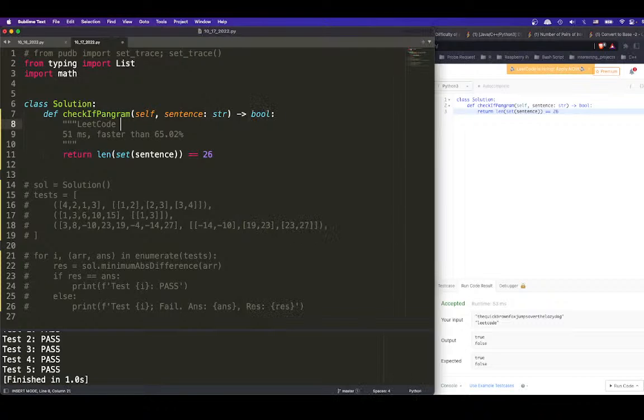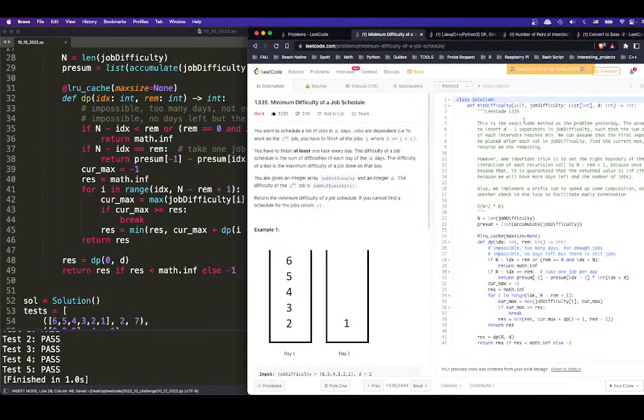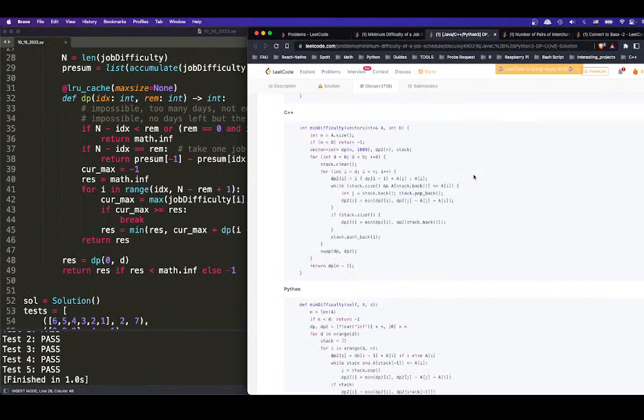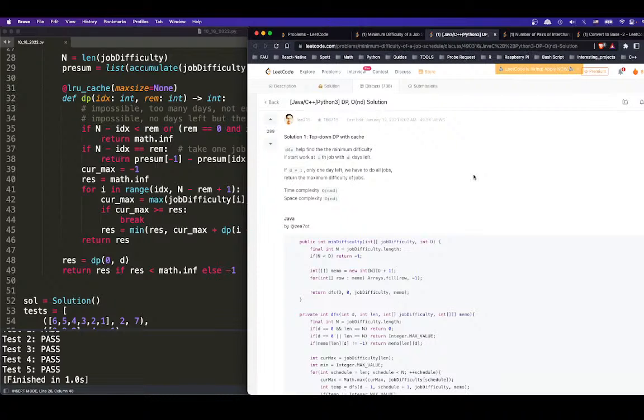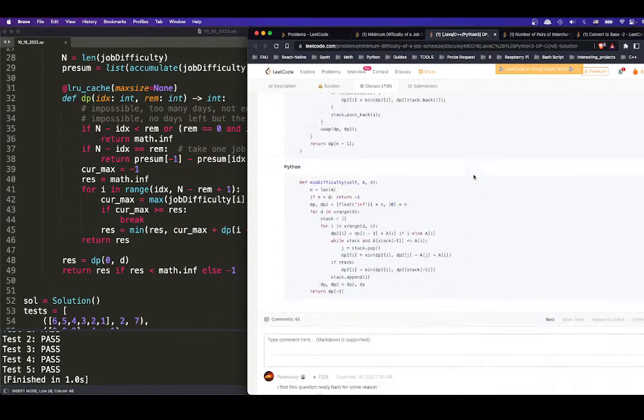One 8 3 2. Okay, so we're done with this. Now let's take a look at the minimum difficulty problem. Did I even explain bottom up? Let's just read.